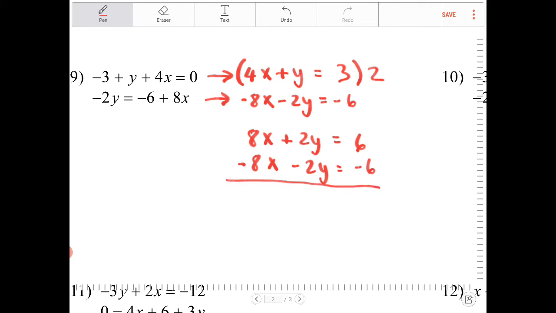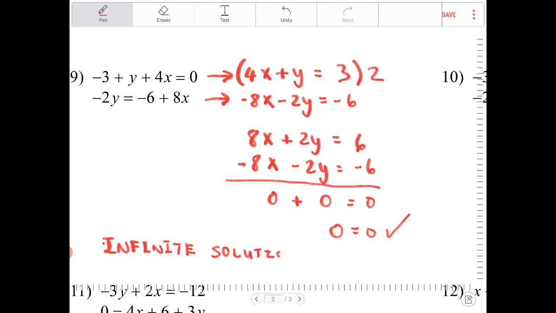At this point, I'm going to add the two. If I do that, I'll end up with 0 plus 0 is equal to 0. Does 0 actually equal 0? It certainly does. Now, what's the interpretation here? The interpretation is this: we actually have infinite solutions.